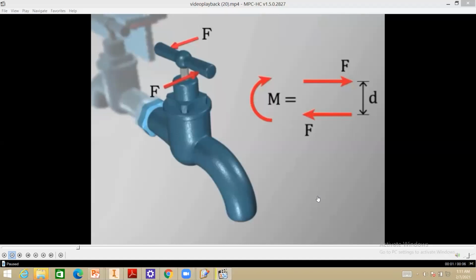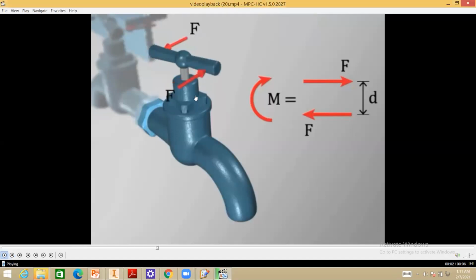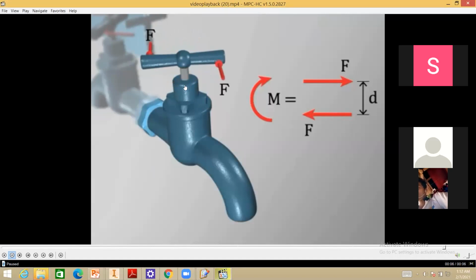This is a very common application in our day-to-day life. This is the tap. If you want to start the water supply from the tap, then we apply one couple on the tap. These are two equal and opposite forces, and we try to rotate this tap. So this will form one couple. In this case, the center point is the pivot point, and these two forces form one couple, and this is the perpendicular distance. So the moment by the couple is force into distance d.